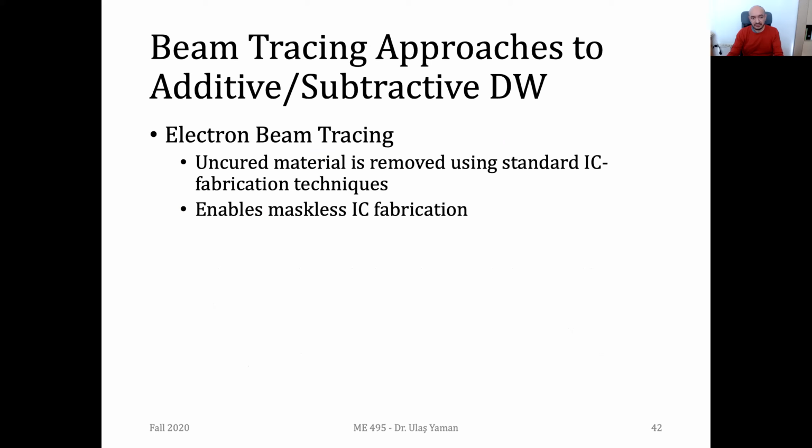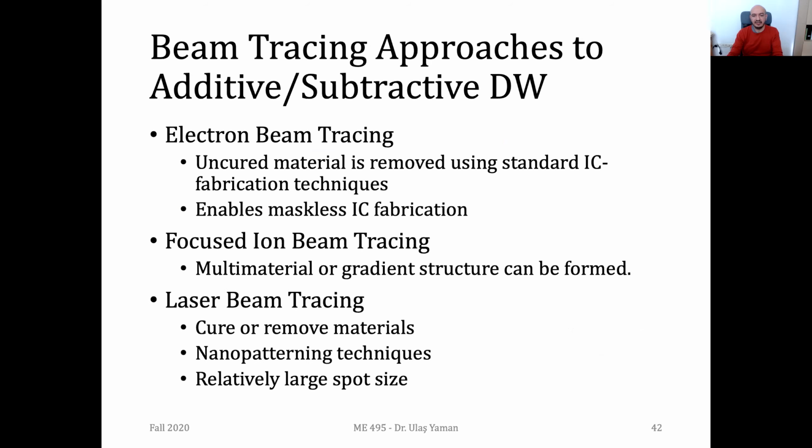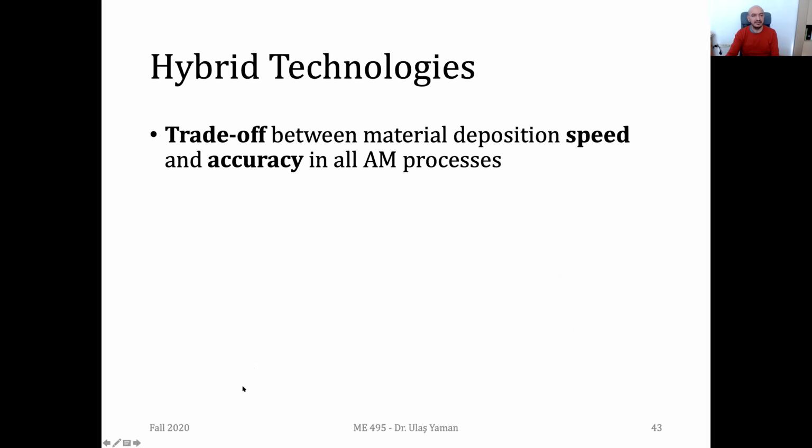If an electron beam is used in the process, then it's called electron beam tracing, but the rest is the same. You may further use focused ion beam, and they have some advantages. For instance, with focused ion beam, you can have gradient structures. By using a laser beam, you can even cure the material. So you may use it on the additive part, but also for the subtractive part. The fundamentals are the same.